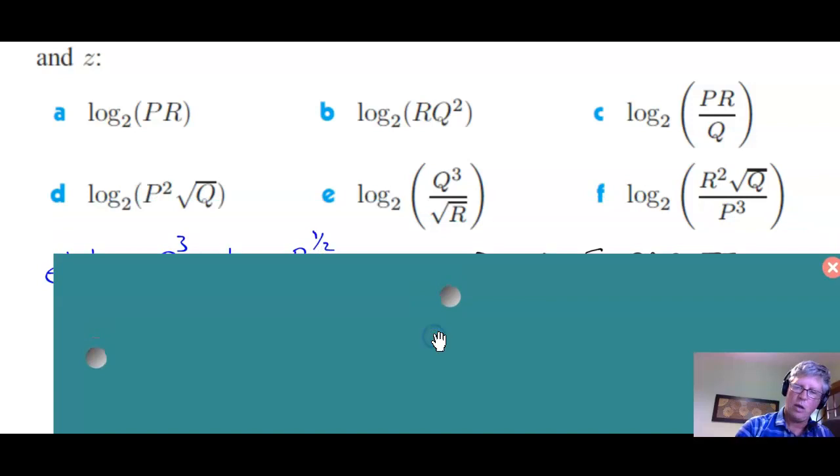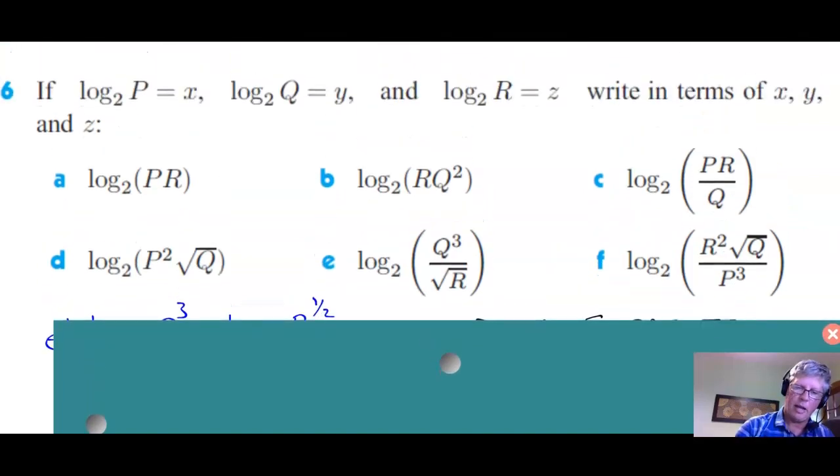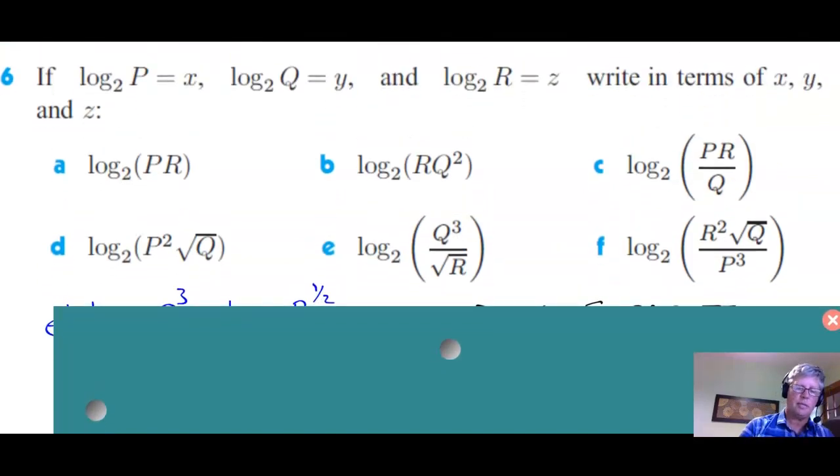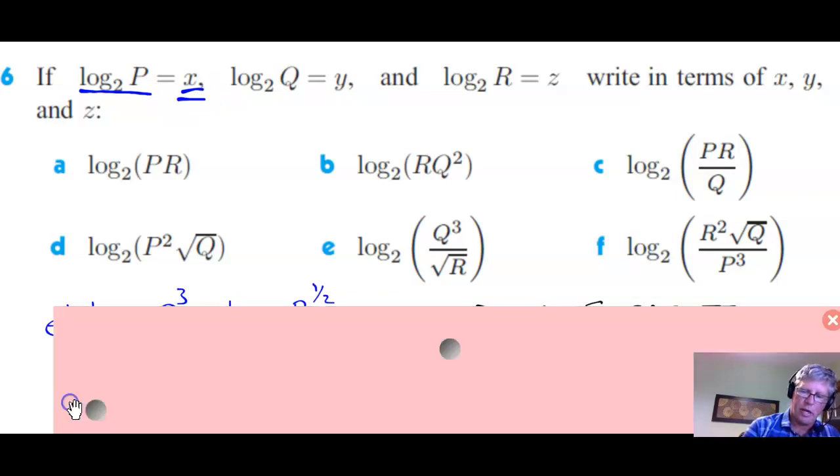All right. Same idea, actually easier, because here you're given r's and q's, and you don't have to rewrite the numbers. You just have to split these up into multiple logarithms, and then once you have log base 2 of p by itself, or of something multiplied, then plug in that x. So let's try.